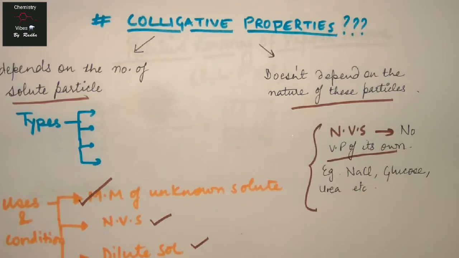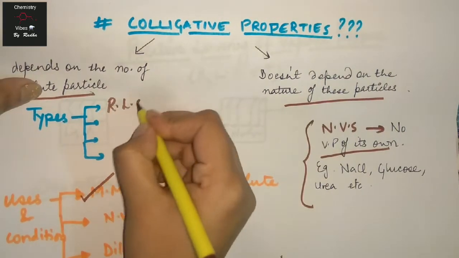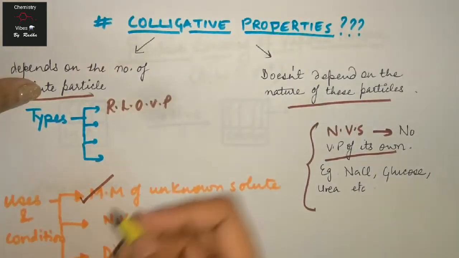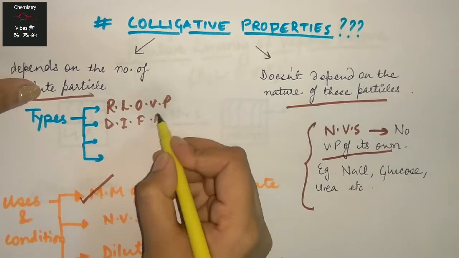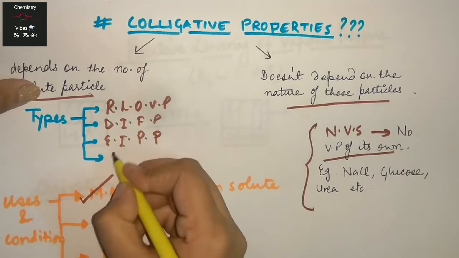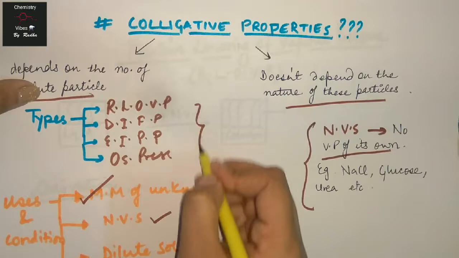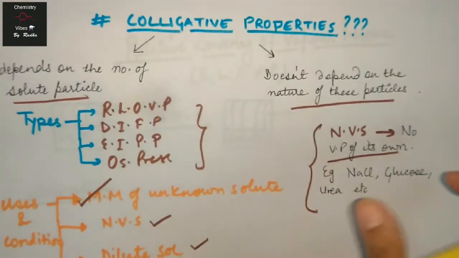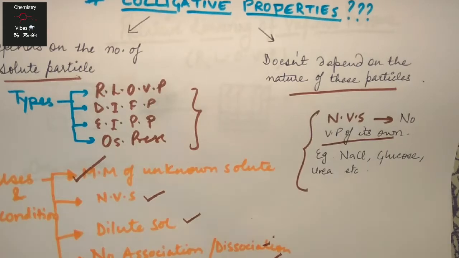Now, what are the types of colligative properties which we have to study? We have already covered this in the previous lecture. There are 4 types which you have to study. First is relative lowering of vapor pressure. Second one is depression in freezing point, elevation in boiling point, and last one is osmotic pressure. These are the 4 colligative properties that you are going to study in this particular chapter of solutions, right? Is it clear with everyone?